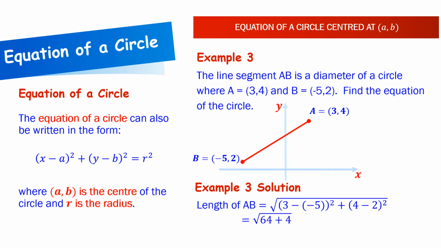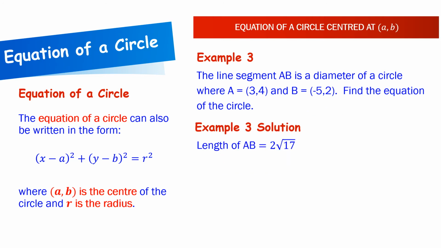And tidying up gives us that this equals the square root of 64 plus 4, which equals the square root of 68, which equals root 4 times root 17, and this, of course, equals 2 root 17. So the length of AB is 2 root 17. So let's now find the equation of the circle.